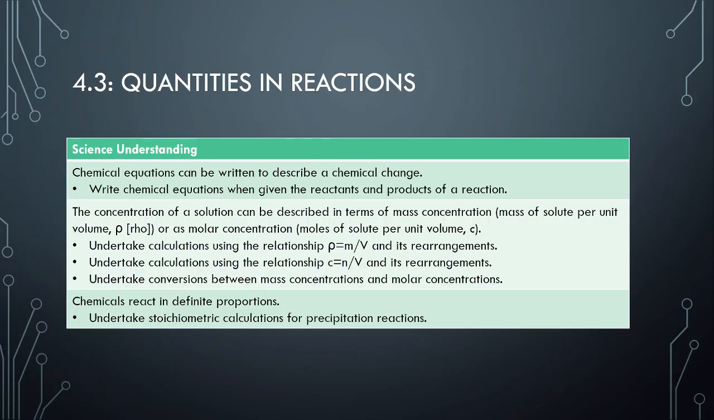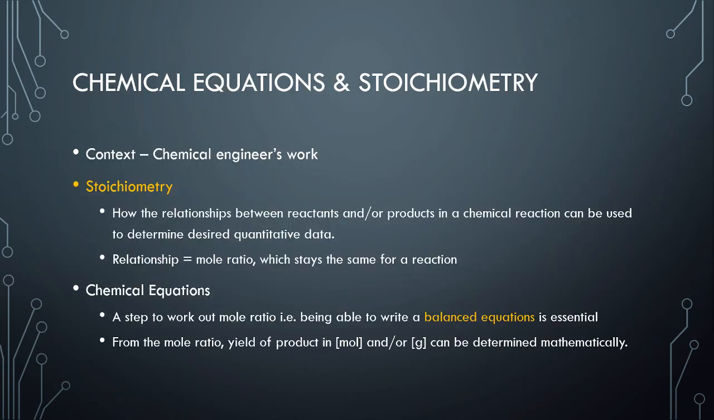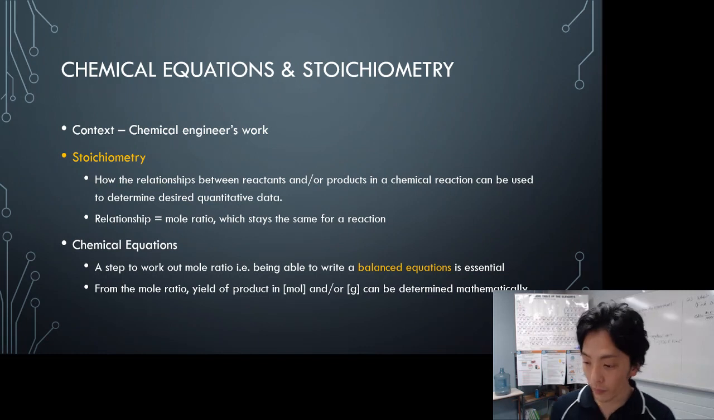This particular video will cover the first box pretty much only. Chemical equations can be written to describe a chemical change. What you need to be able to do is to write chemical equations when given the reactants and the products of a reaction. So pretty much back to basics of what chemistry is about, the study of change.